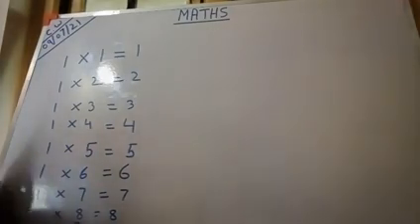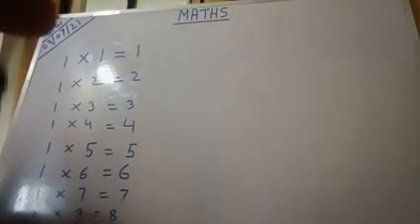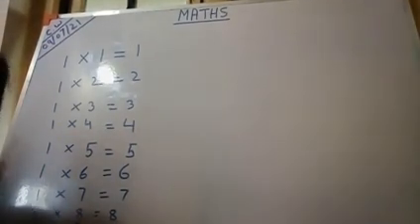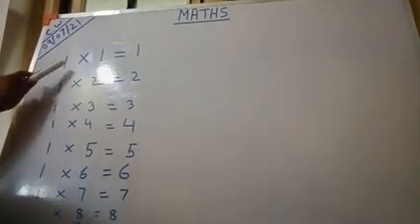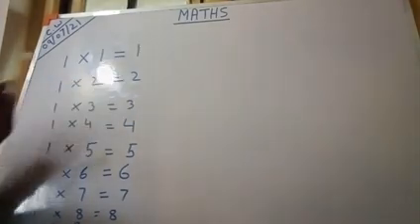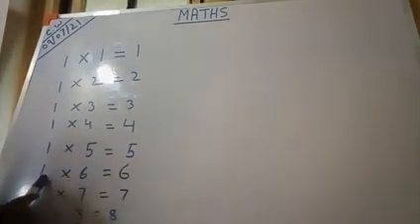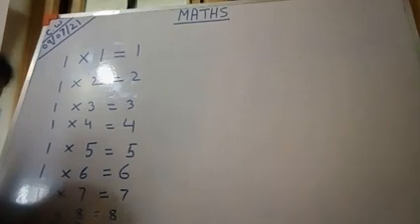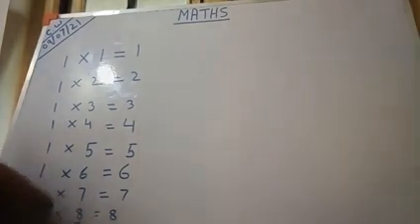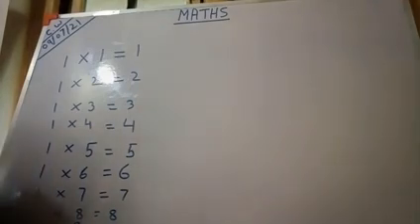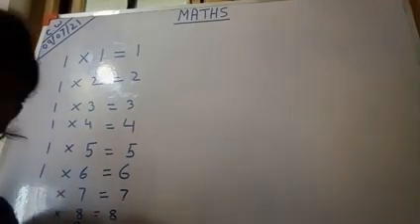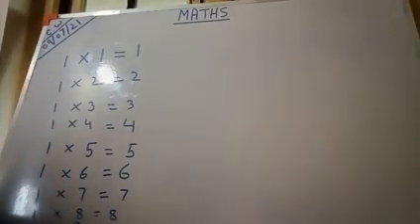Children, it is the one table. You have to learn this. Most of you have learned it, but I will discuss it today. How will we read it? One ones are one. One twos are two. One threes are three. One fours are four. One fives are five. One sixes are six. One sevens are seven. One eights are eight, one nines are nine, one tens are ten. You will read like this. This is the easy one.